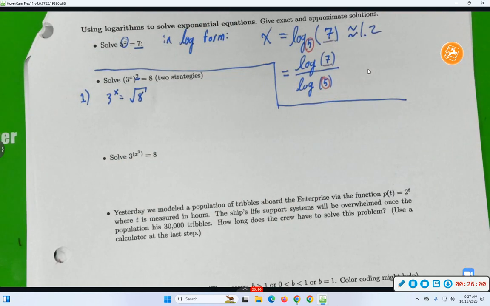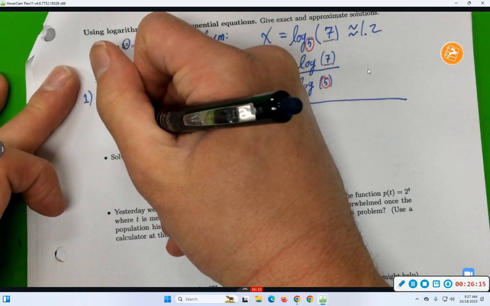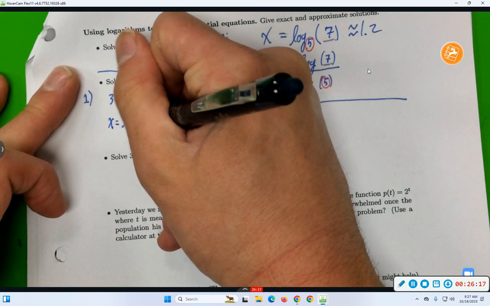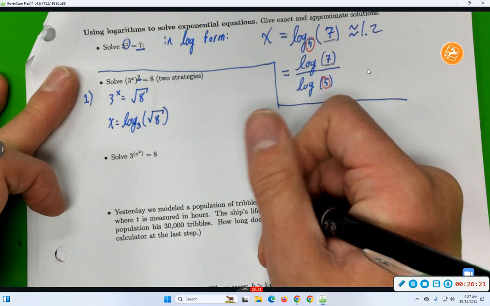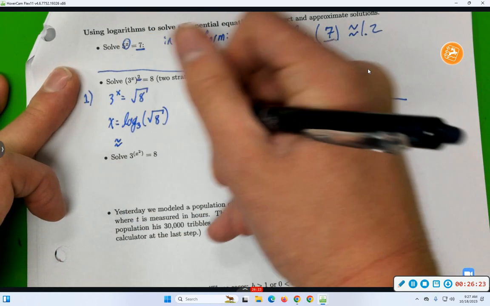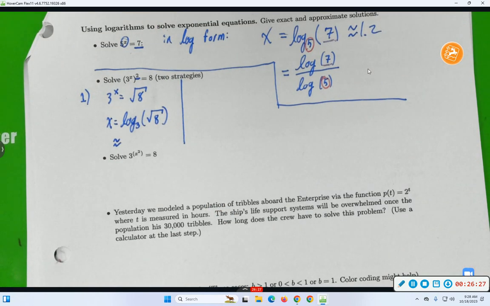Nice. So let's look at what we have now. Does it seem more useful to rewrite in log form? Yeah, in fact, it looks super useful. The x is the only thing in the exponent. x equals log base 3 of the square root of 8. And we'll get a decimal approximation in a little bit. There's one strategy.